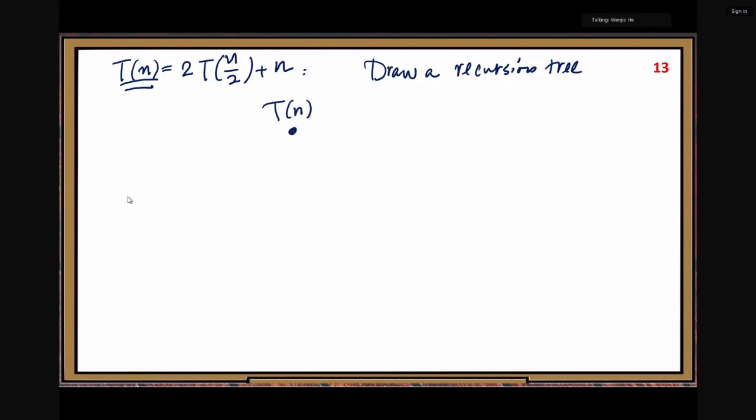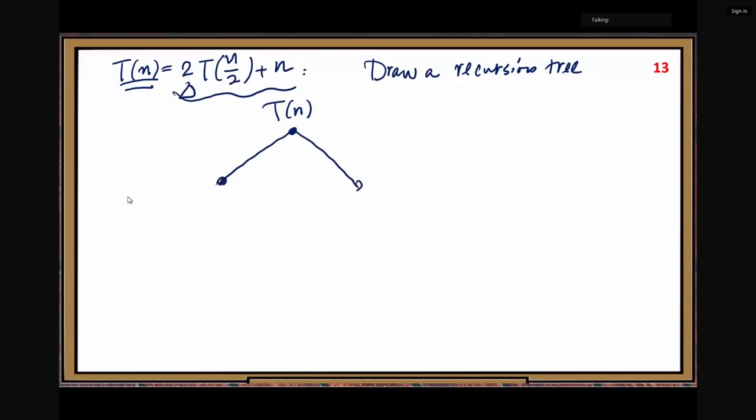We draw a tree, a binary tree. How do we get this T of n function? We apply this recurrence relation. The left hand side function T of n we put as a root node. The right hand side we interpret specially: two branches, because here the coefficient is 2.